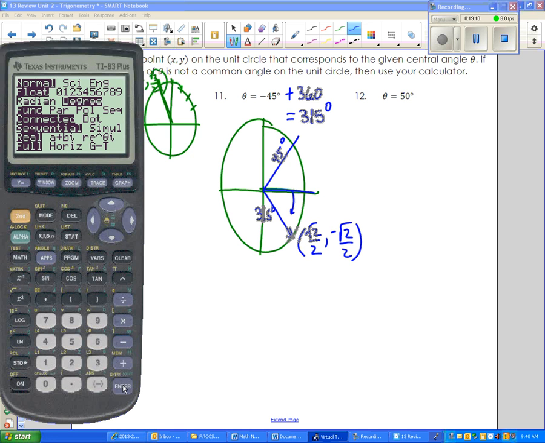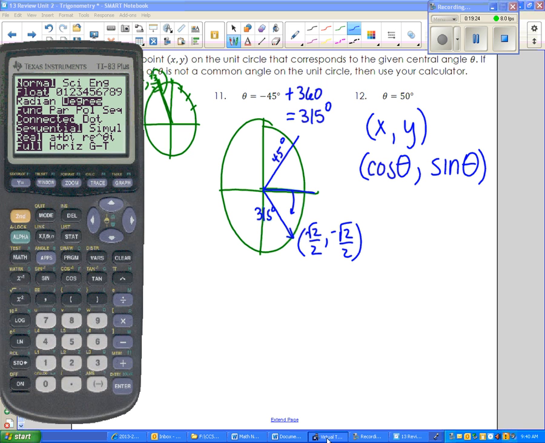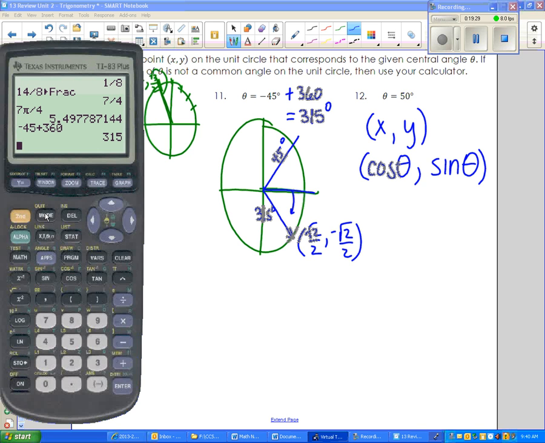And if I want to find the ordered pair, we're used to writing our ordered pair in the form xy. But in terms of our trig functions, remember x is going to correspond to the cosine of theta, and y is going to correspond to the sine of theta. So if I'm finding this ordered pair, if I want to find the cosine, again, I'm going to make sure that I'm in degree mode. I'm going to do the cosine of 50 degrees. And it's in degree mode, so I don't have to do anything else. And that gives me a value of about 0.643.